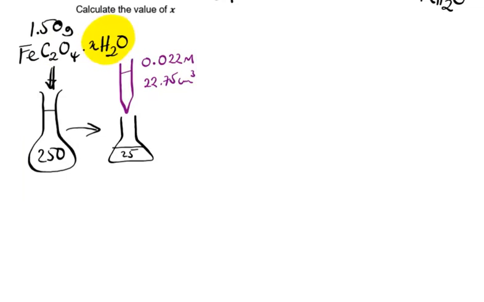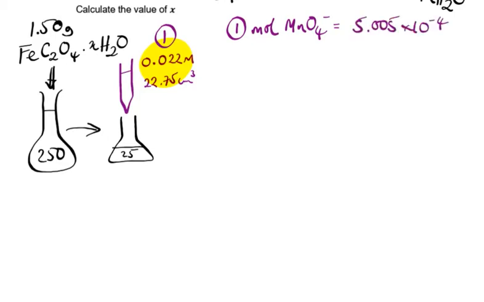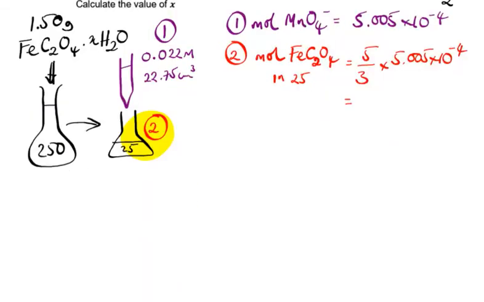Okay, let's start with the moles of manganate then. So this is the concentration times the volume. Remember to divide the volume by 1000, and this gives us moles of 5.005 times 10 to the minus 4. So the next thing that we can get is the moles of the iron ethanedioate in 25. Remember that we've got this 5 to 3 ratio, and that gives us 8.34 times 10 to the minus 4.